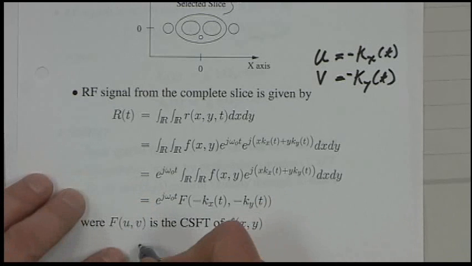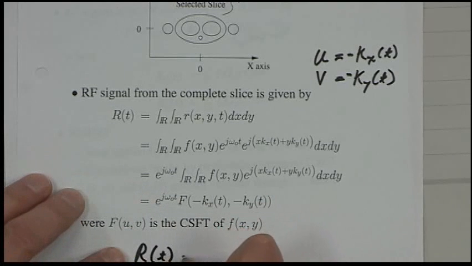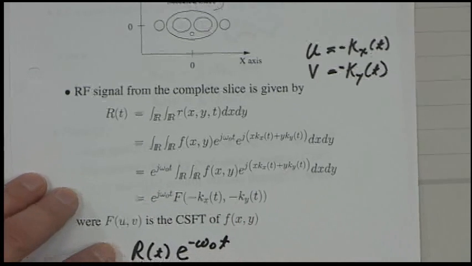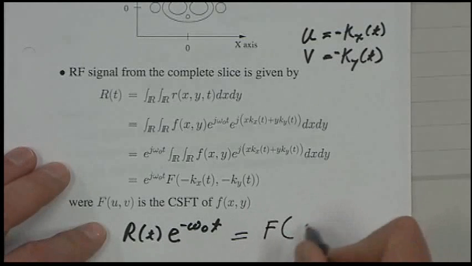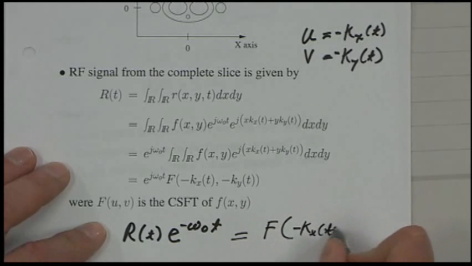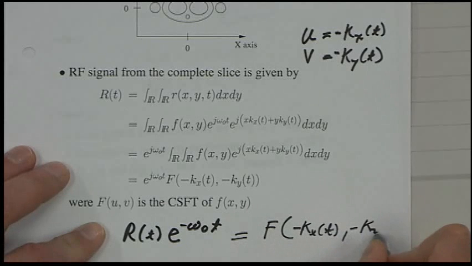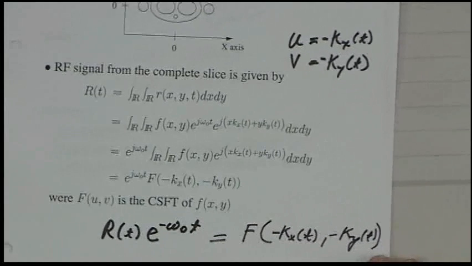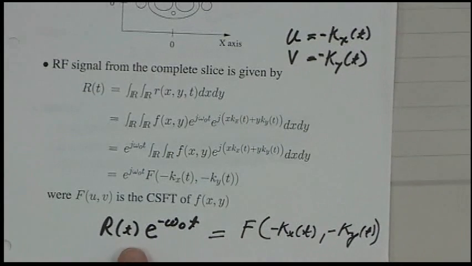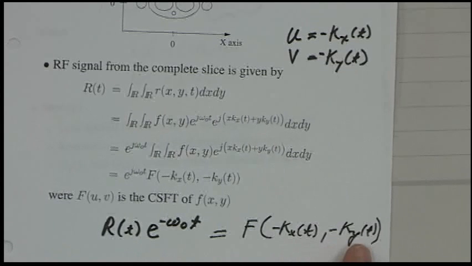If you demodulate the signal, you take r of t and multiply it by e to the minus j omega t. That's demodulation of the signal. What you get out is F at minus k_x of t and minus k_y of t. So when you demodulate the signal, you're measuring the 2D Fourier transform of the object at this position in k-space.